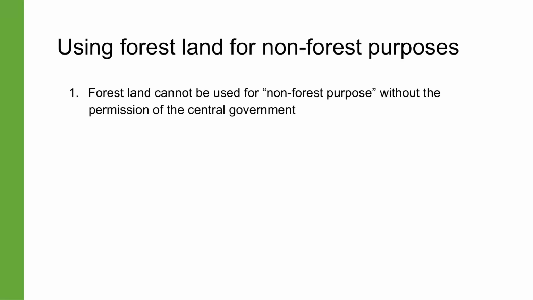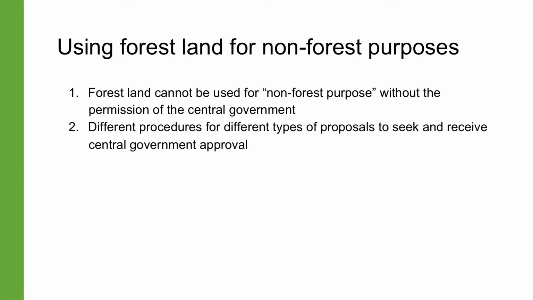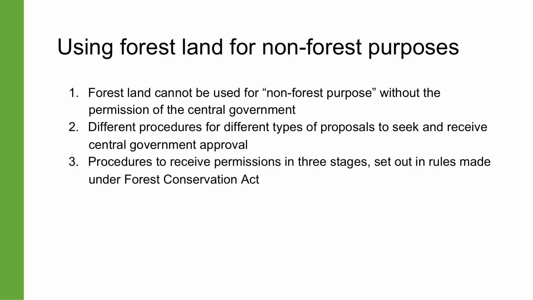To recap, forest land can only be used for a non-forest purpose, and we have seen what that means, with the permission of the central government. The rules under the Forest Conservation Act set out the processes that proposals for different classes of non-forest purposes must go through to seek and receive this permission. That brings us to the end of this lecture.